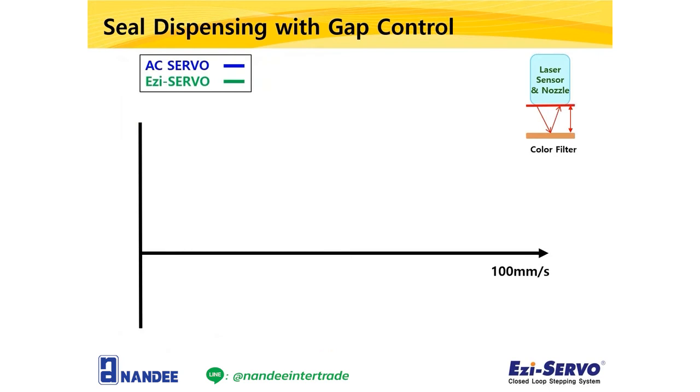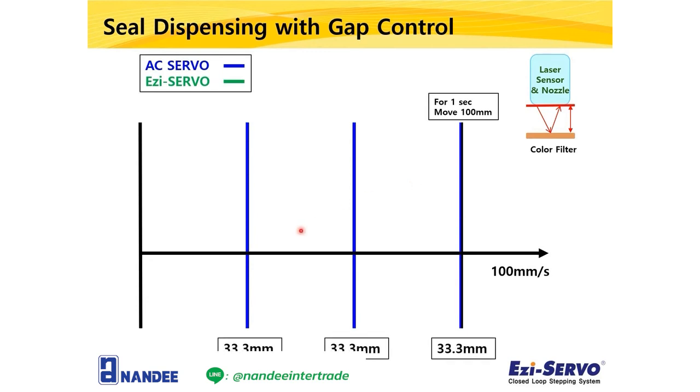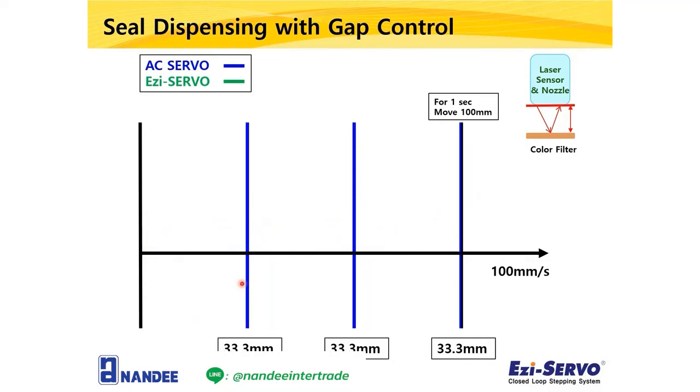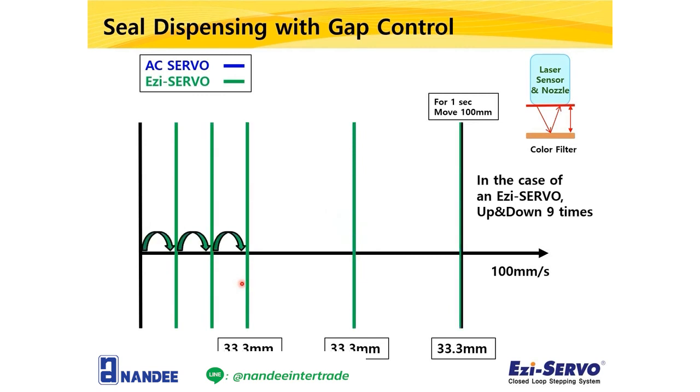For example, if the speed at which the glue is dispensed is 100 mm per sec, it will move 100 mm in 1 second, and if you use an AC servo, the gap control, that is up and down, is done 3 times. So the point to be corrected will be once every 33.3 mm. However, since Easy Servo does this up and down motion 9 times at the same time, it will add 3 times even between 33.3 mm.